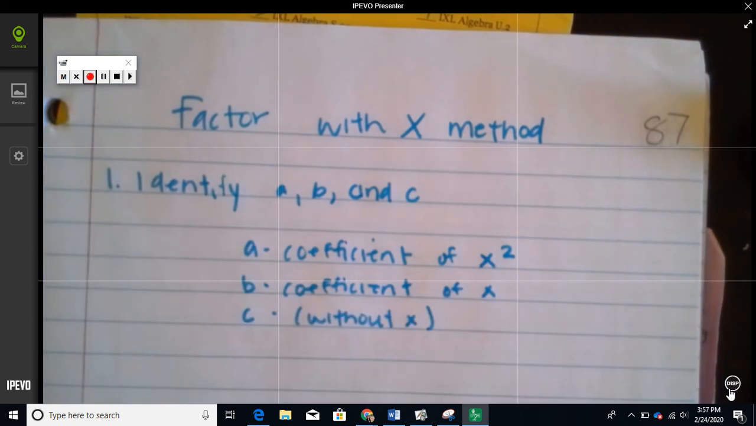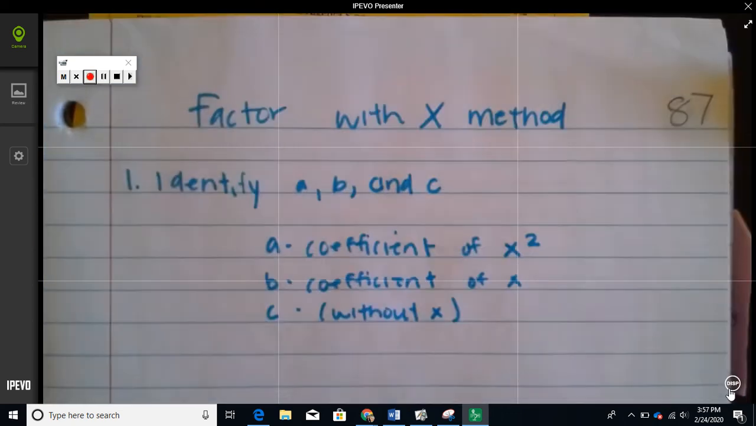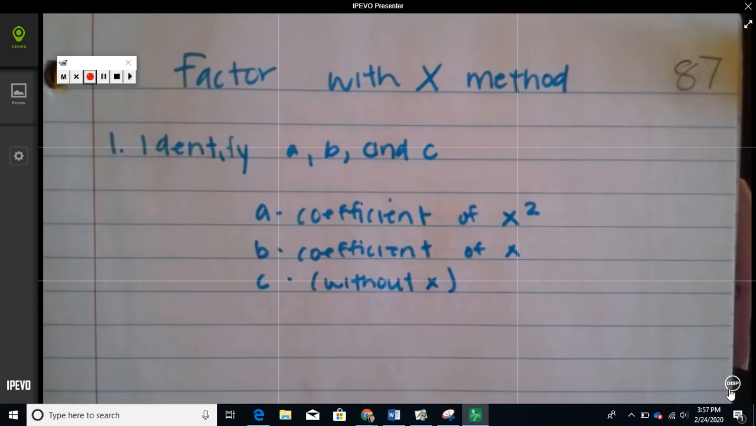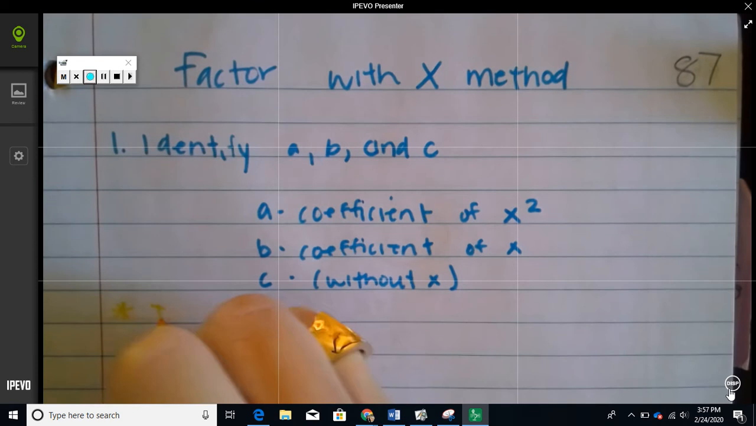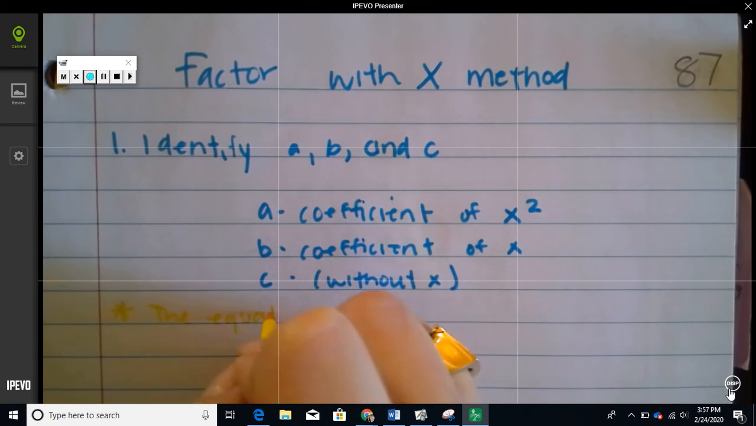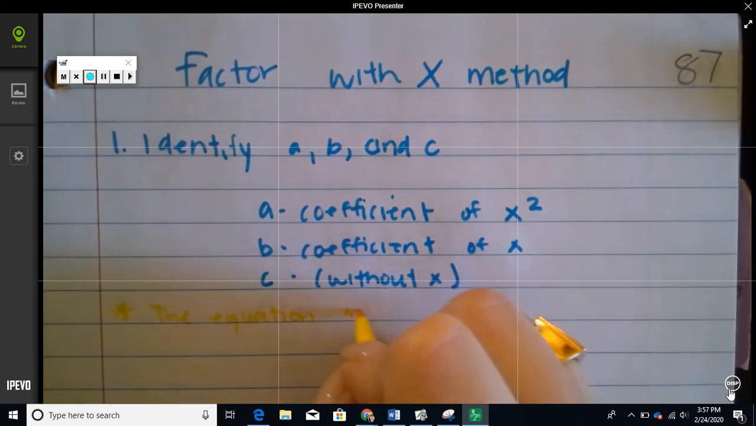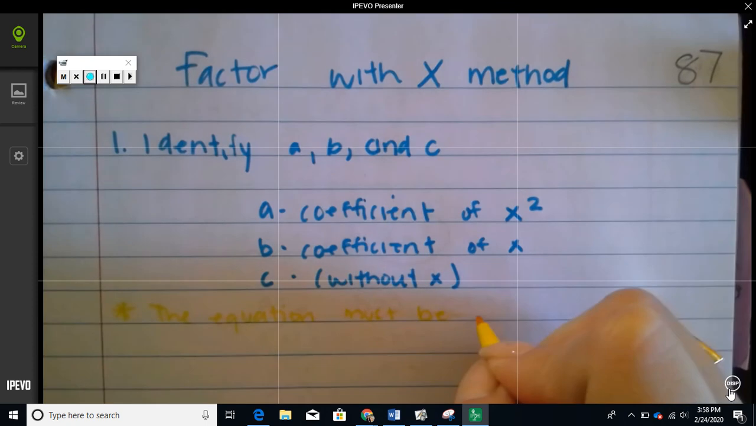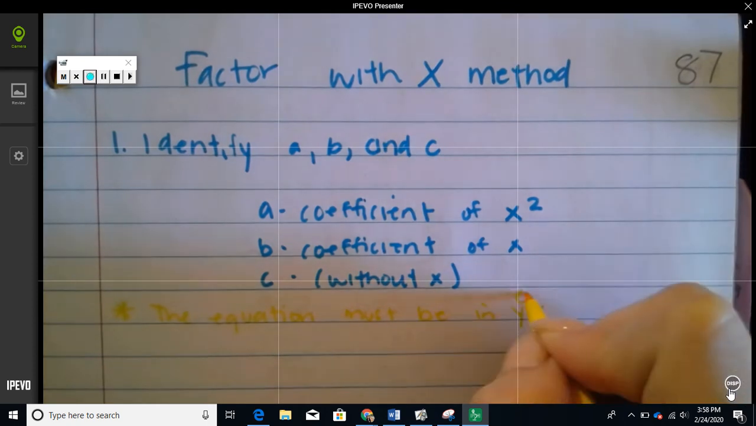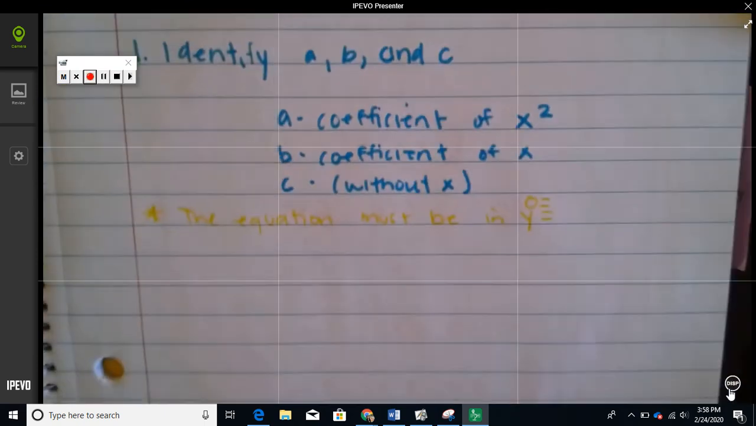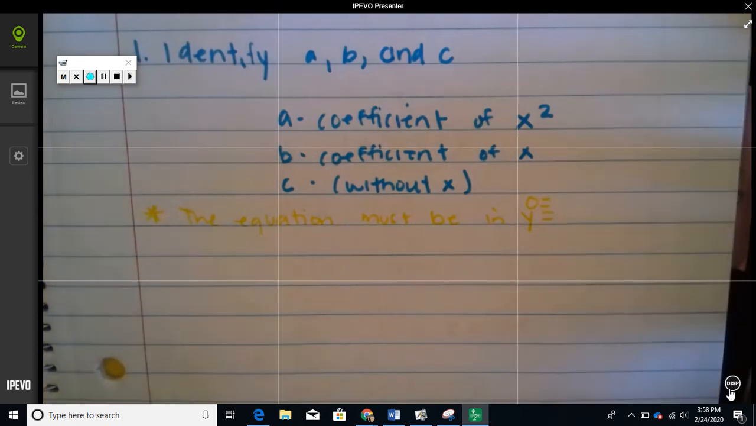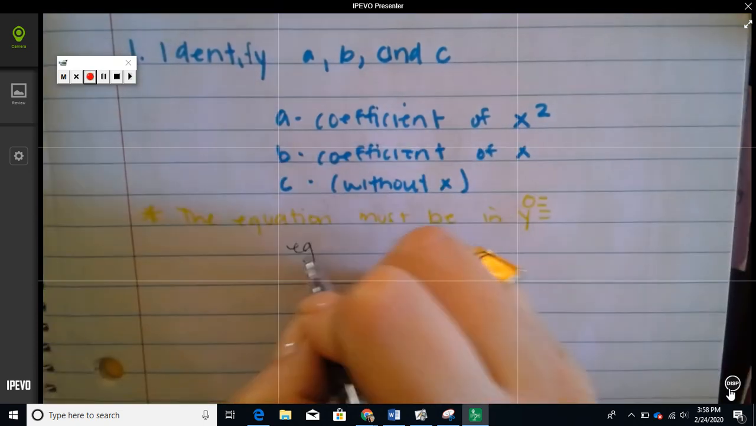Alright, now, a couple things. You can only identify them if the equation is in y equals. The equation must be in y equals or 0 equals. Either one of those, but that's how the equation has to look for you to tell what the A and B and C are. So we'll do an example, and this is also Ed puzzle number 4.